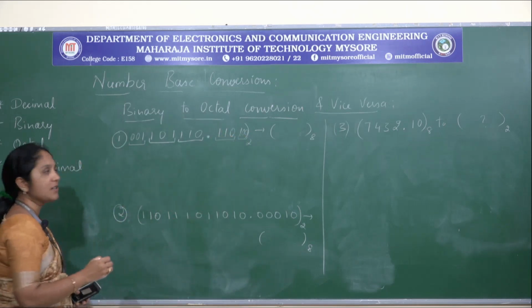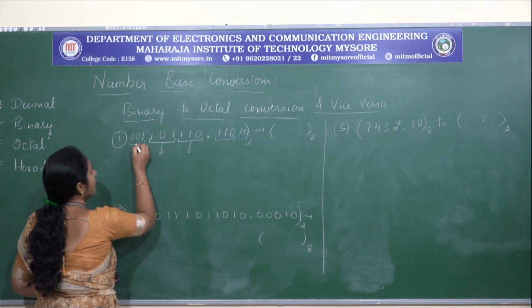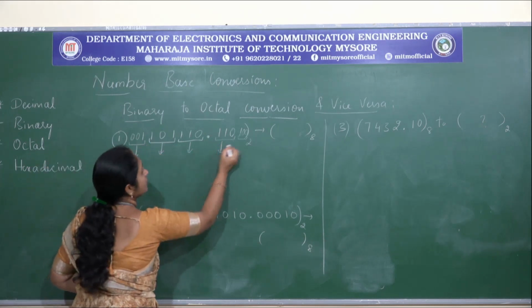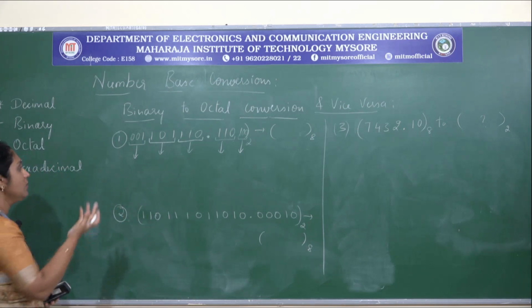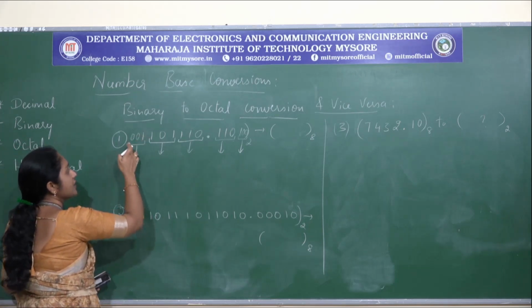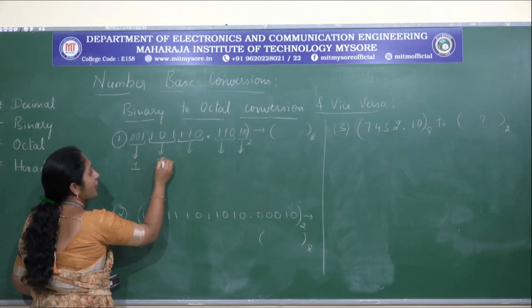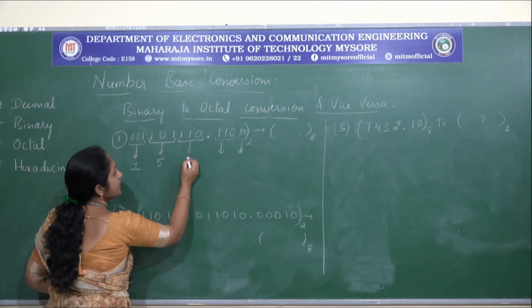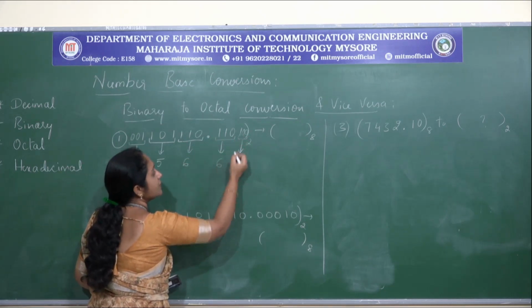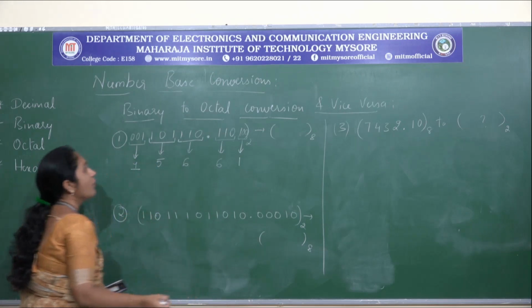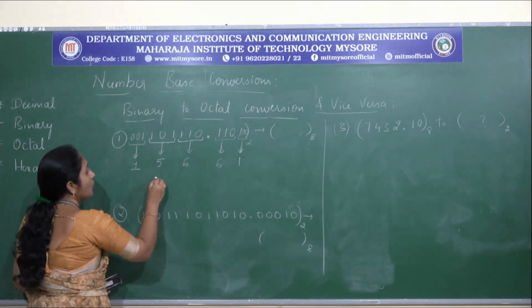Yes, now let me write the equivalent value for this. So here we have 1 0 0. Yes, let us start from here, since we are writing the equivalent value. 0 0 1 is equal to 1, 1 0 1 is 5, and 1 1 0 is 6, 1 1 0 again 6, 1 0 0 is 4. Therefore, what is the octal equivalent of this binary sequence?